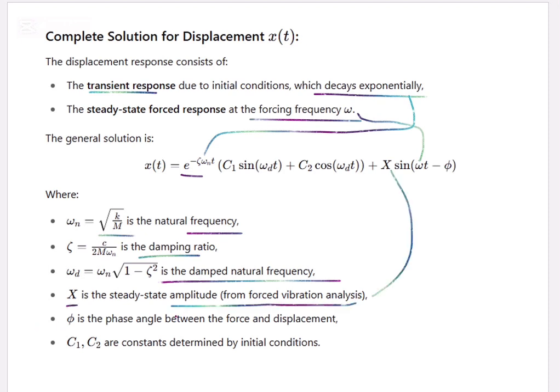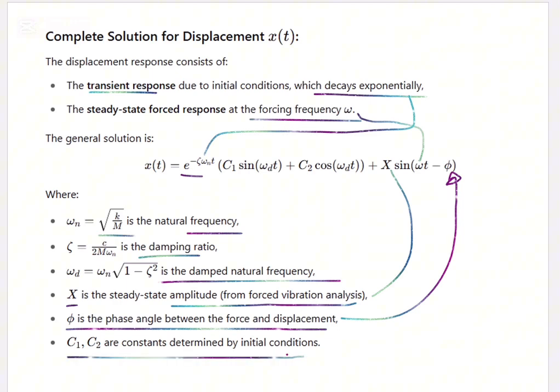This is X, and phi is the phase angle between the force and displacement. This is the phi angle. It shows how the force is going and how the displacement is following. Are they in sync or out of sync? A 90 degree phase shift comes from this phi. C1 and C2 are constants determined by initial conditions.